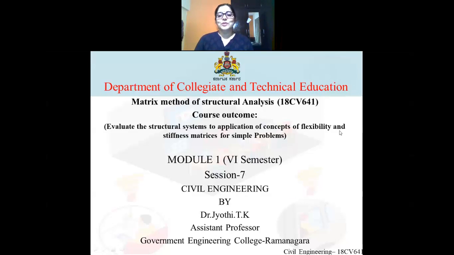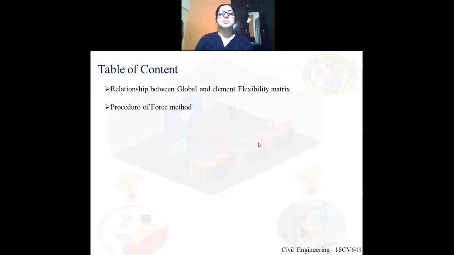Good morning. So today we are going to discuss session 7, matrix method of structural analysis. I am Dr. Jyoti TK, Assistant Professor, Government Engineering College, Ramnagar. So today we are going to discuss the relationship between global and element flexibility matrix and the procedure of force method.